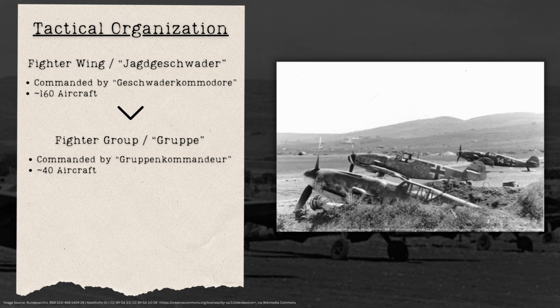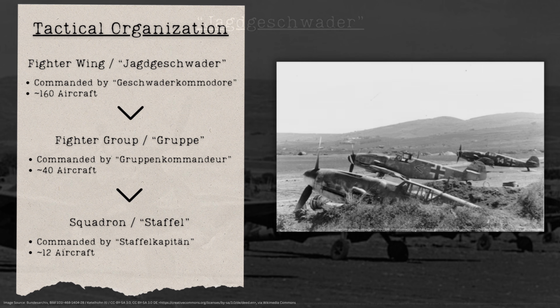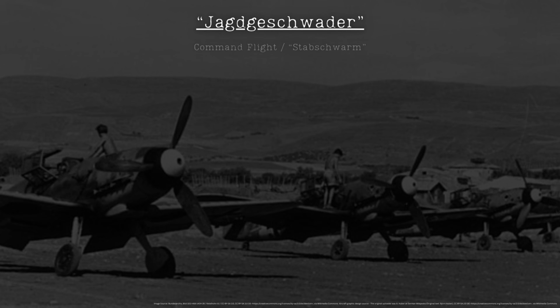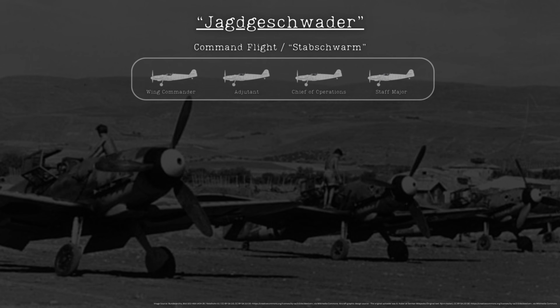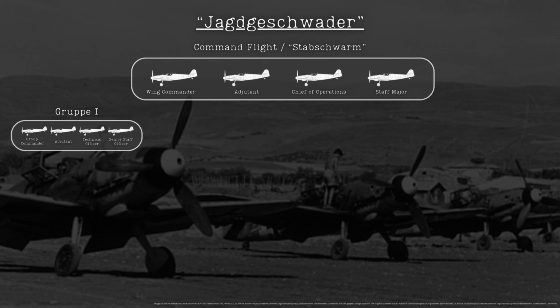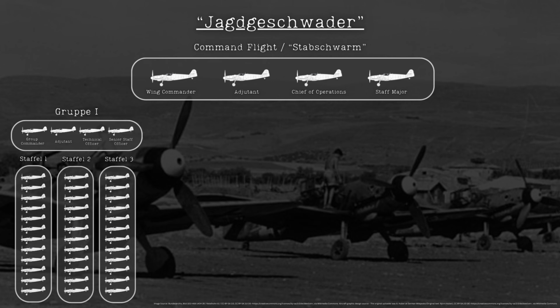Within each Gruppe were usually 3 squadrons, or Staffel, commanded by a Staffelkapitän and made up of about a dozen aircraft. In each Jagdgeschwader, the wing commander had his own command flight, or Stabsschwarm, consisting of 4 officers, including the commander's adjutant, who was second in command, a chief operations officer, and a staff major who was responsible for maintaining the command company. Below that, each Gruppe had its own command flight of 4 officers, including the group commander, the adjutant, a technical officer responsible for maintenance of the group, and another staff officer. The Gruppe then had its own 3 squadrons of 12 fighters apiece.